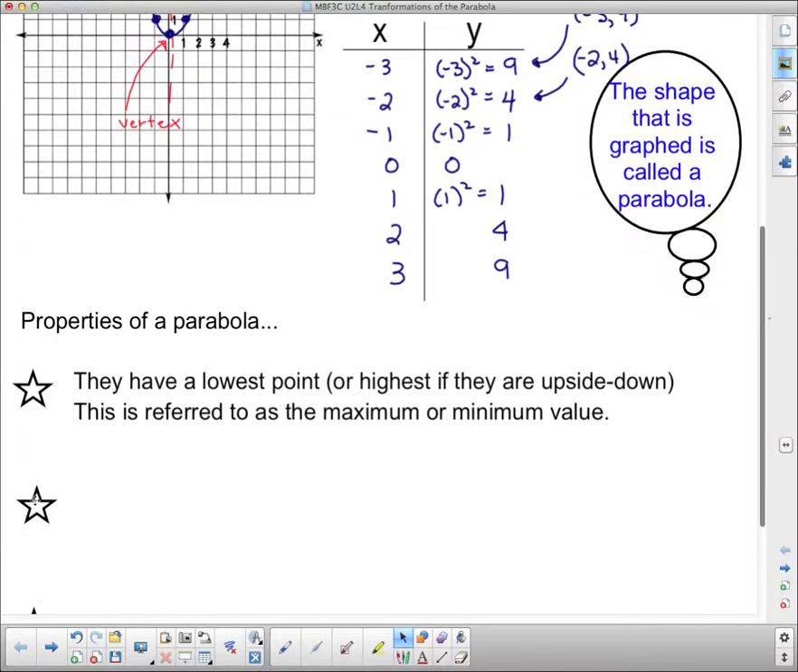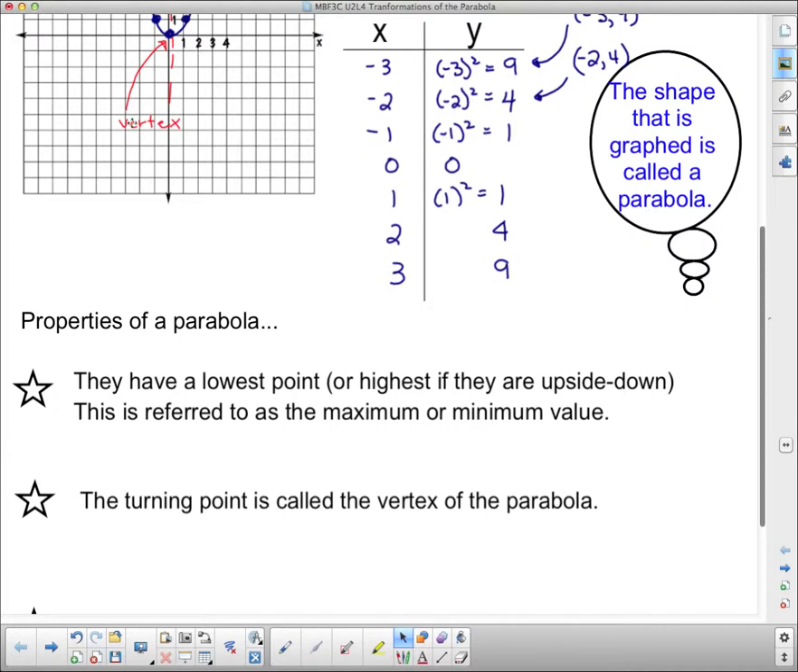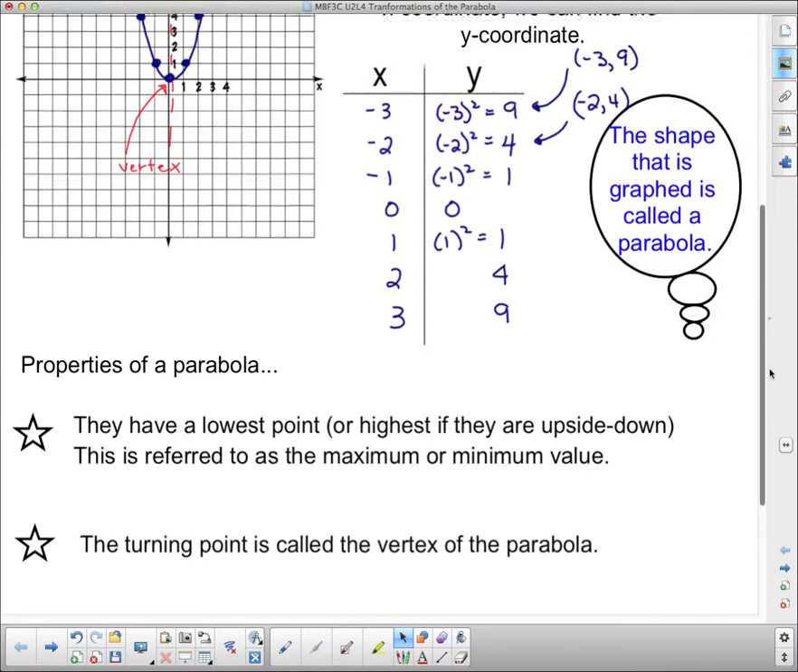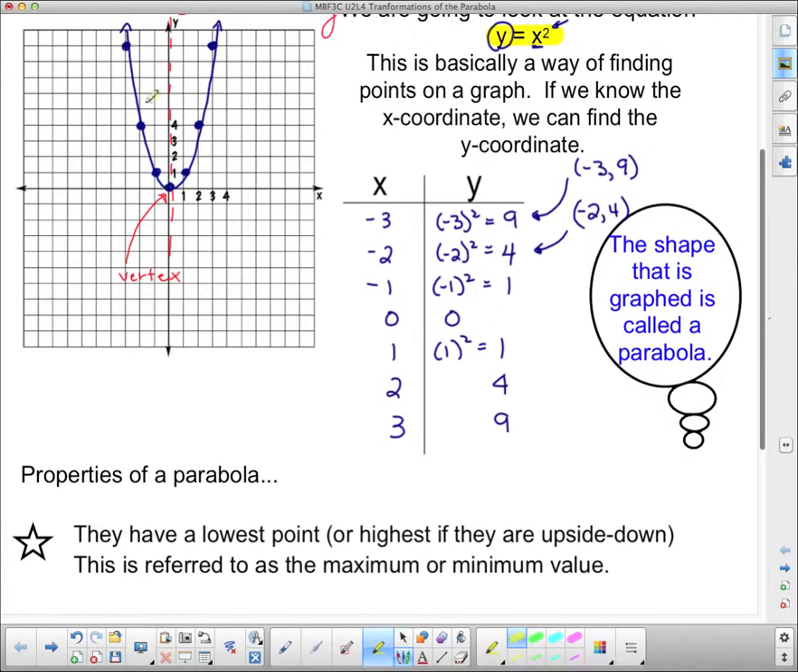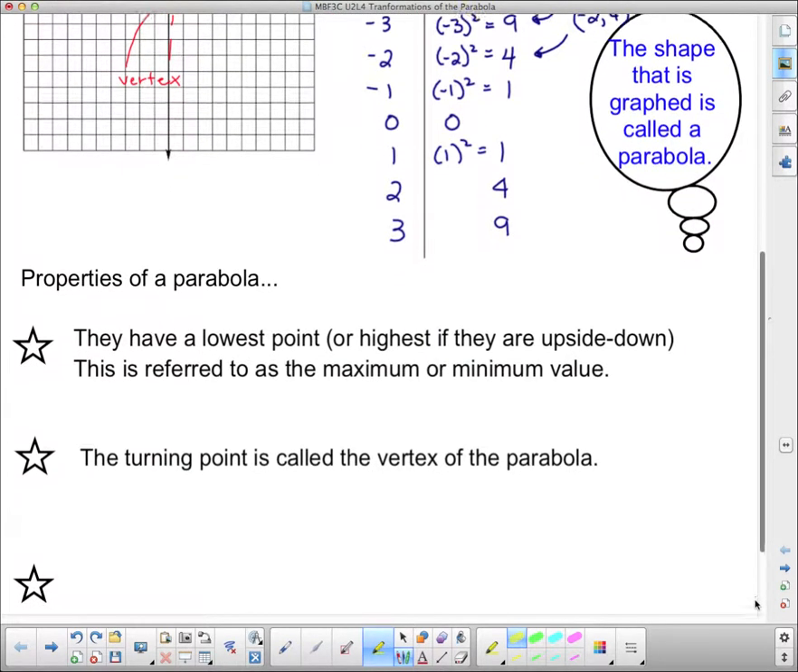What's the next point that we're talking about here? The turning point is called the vertex of the parabola. I just put that on there. It's the turning point where it switches from going down to going back up again. Here, the turning point, where we're going down, down, down, down, down, suddenly we're going back up, up, up. This turning point, right in the very middle, is the vertex.